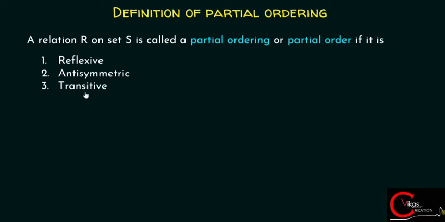The only difference between a partial order and an equivalence relation is that in case of equivalence relation we have the symmetric property and not the antisymmetric property. Rest of the properties are similar, right?